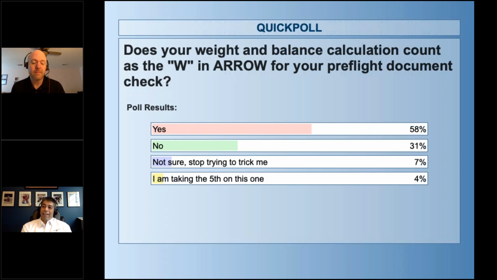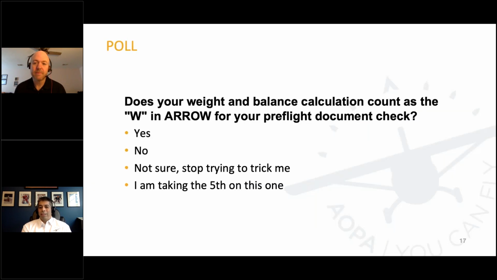Ask the audience. The W doesn't stand for the weight and balance calculation that you have done, if you have done one. The W stands for the actual weight and balance of the aircraft. And that's that document signed by the mechanic that says this is the weight, this is the CG, this is the unloaded CG, the unloaded moment. That's what you're looking for. So your calculation doesn't count for that. That's right. That's a really common misunderstanding.